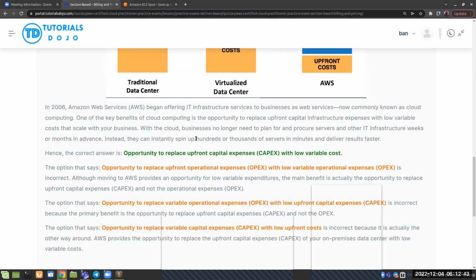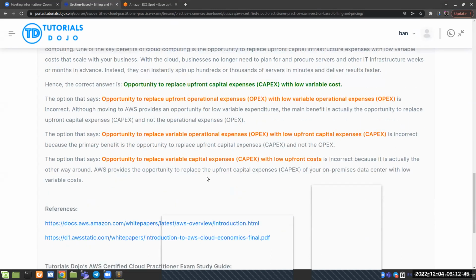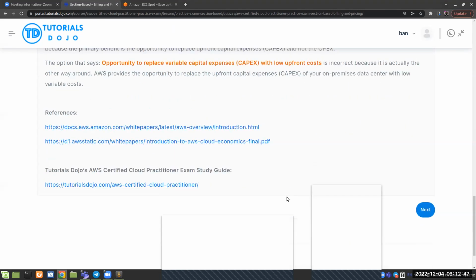Right. Anyone has a question on that? I hope it's clear. So that's a key thing. You replace upfront capital expense with low variable cost.